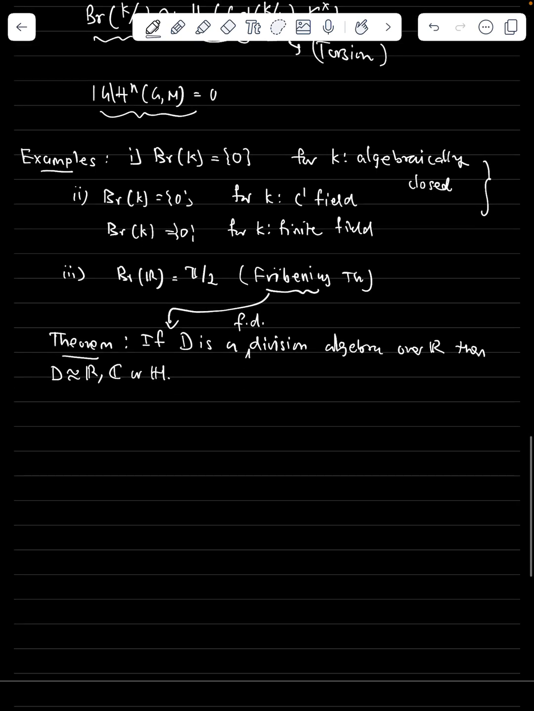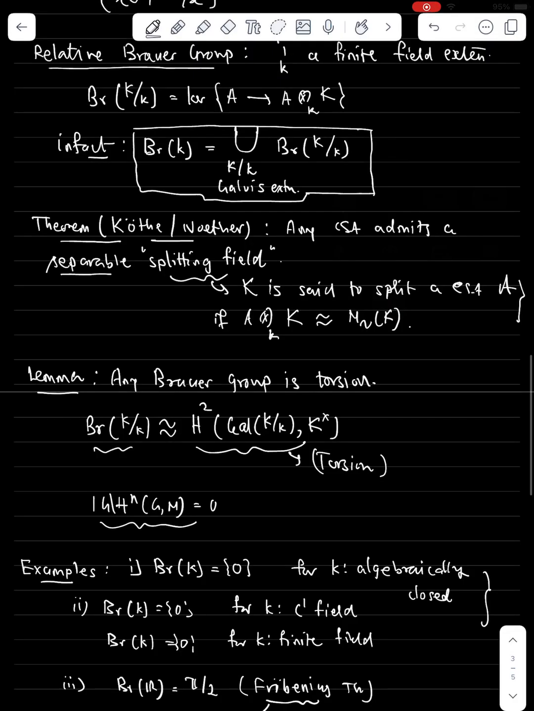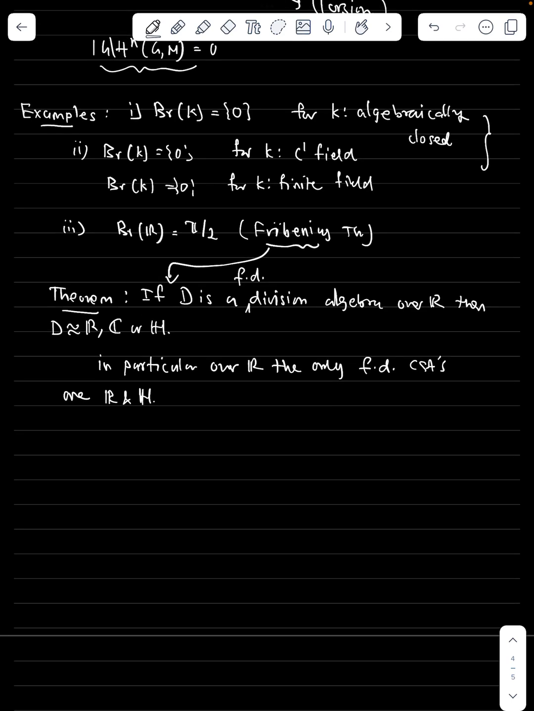Now, because we're talking about central simple algebras, overall only finite dimensional central simple algebras are handled, up to Brauer equivalence. C is not central because its center is the entire field. So it was because of this theorem that the Brauer group of R has two elements.